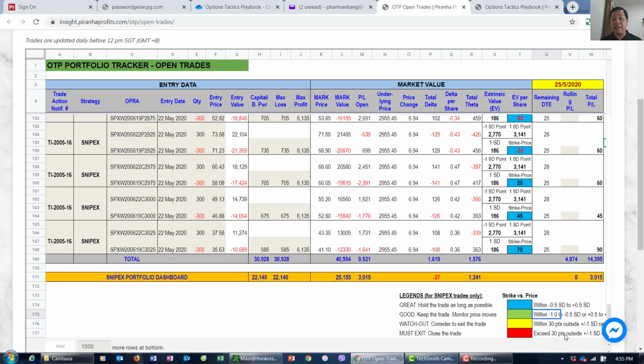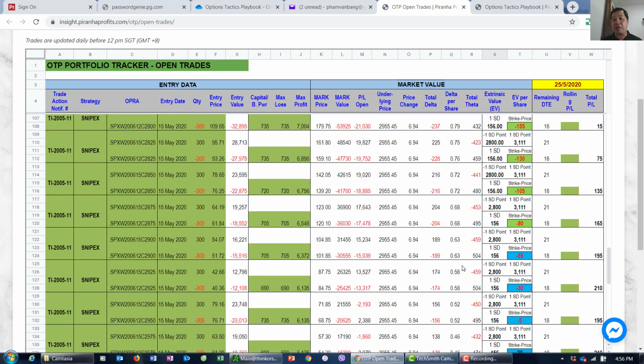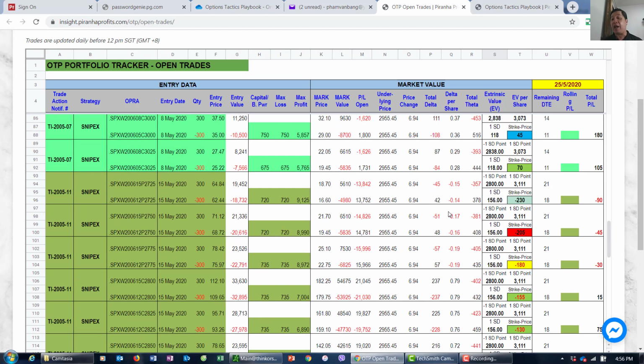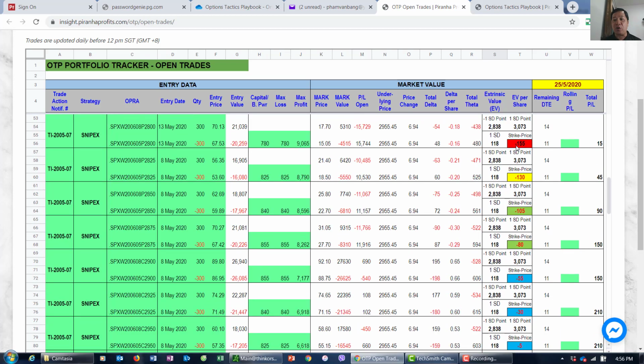Now it's in green, that means it is within one standard deviation, but it's between 0.5 and 1 on the downside or on the upside. It's inside 1SD, so it's still good. It's green, it's good. So I keep the trade and monitor it, because it has a chance to go out of 1SD if the market moves sharply. The green one is a good one, and it should make money, like this one, right? It's making good money. I can continue to hold it, but I need to keep an eye on the market price move.